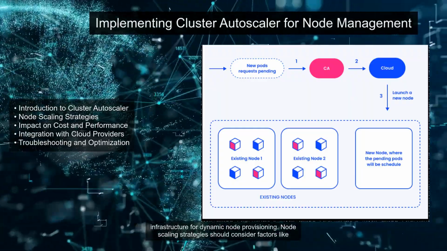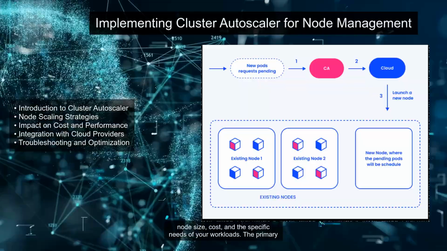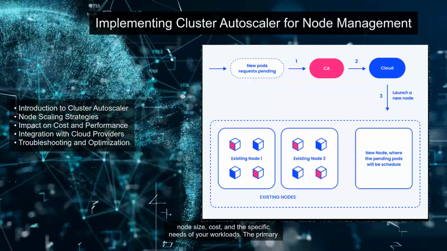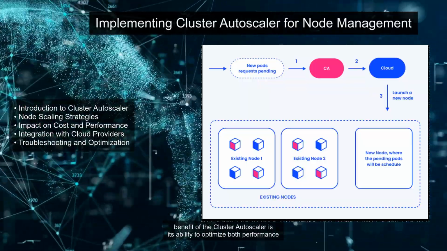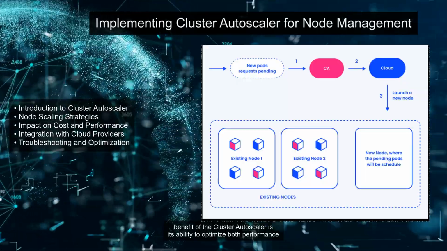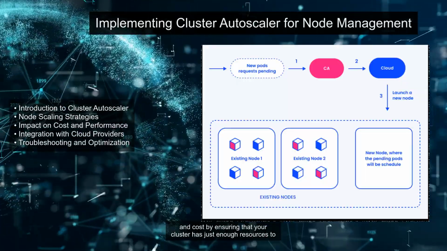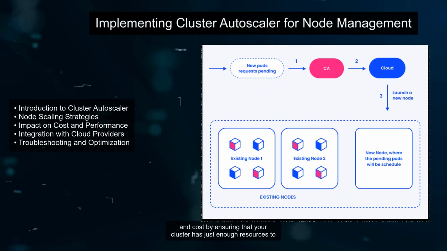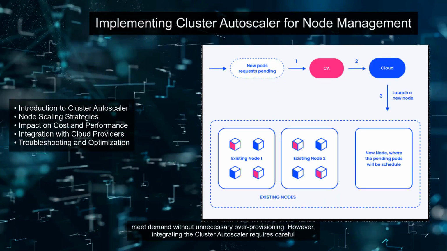Node scaling strategies should consider factors like node size, cost, and the specific needs of your workloads. The primary benefit of the Cluster Autoscaler is its ability to optimize both performance and cost by ensuring that your cluster has just enough resources to meet demand without unnecessary over-provisioning.